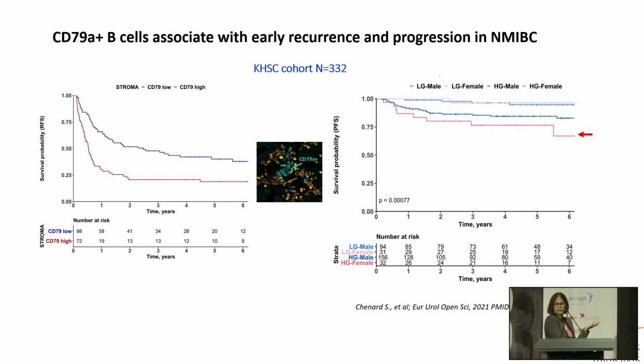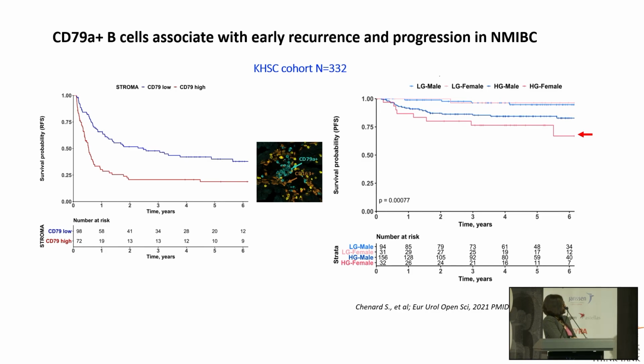We used the pan B cell marker, CD79A. B cells have many subsets like any other immune cells. They come in whole different flavors and populations, so we just used the pan B cell marker. And what we are seeing is increased numbers of these. When tumors have increased numbers of these, the patients have a shorter recurrence-free survival.